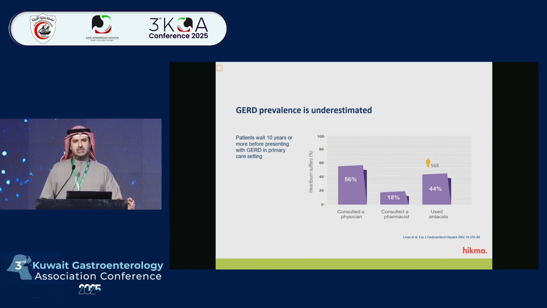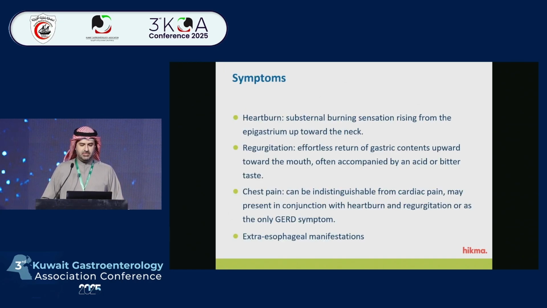And really, the prevalence is underestimated. Most of the patients actually don't come to see physicians. A lot of them just use over-the-counter antacids. Some of them consult a pharmacist, because we have PPIs here over the counter as well. I think it is the same in other countries. Only 50% of our patients actually reach a physician, so a lot of them wait a very long time before presenting to a healthcare professional.